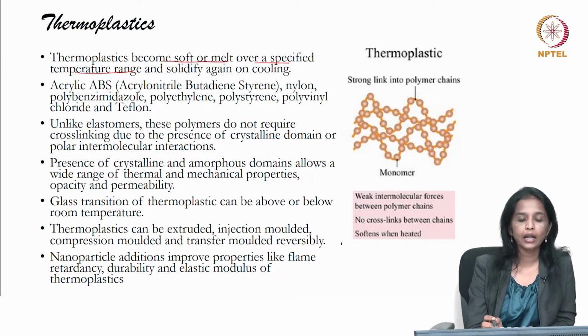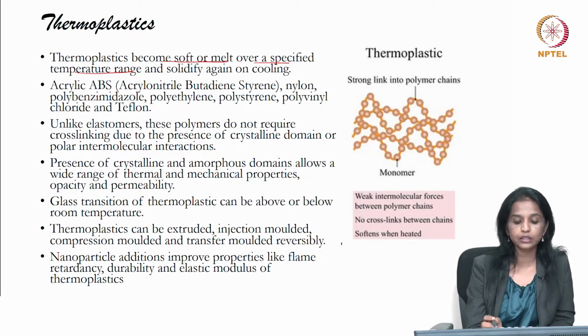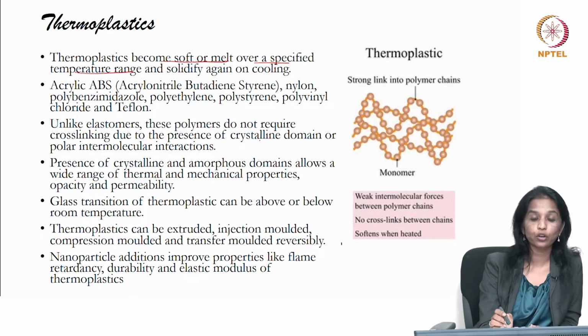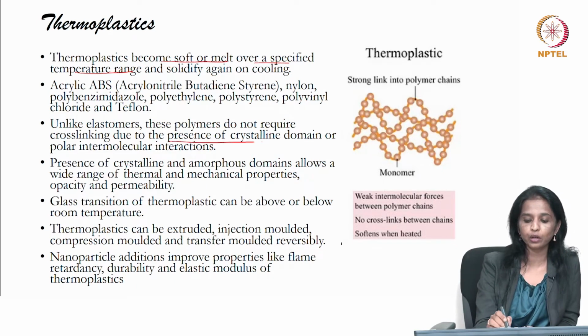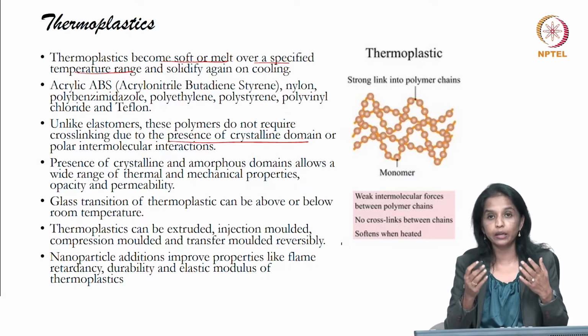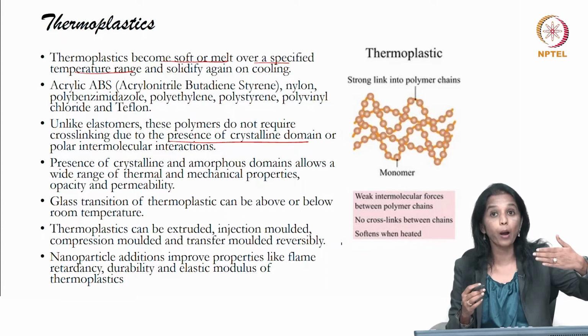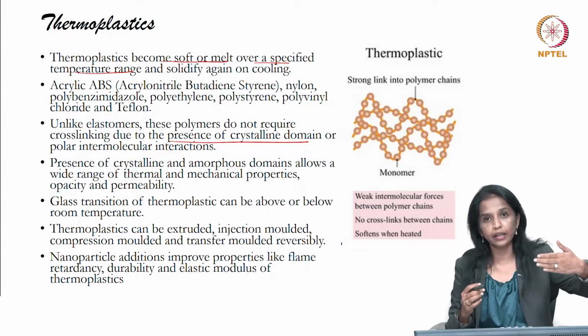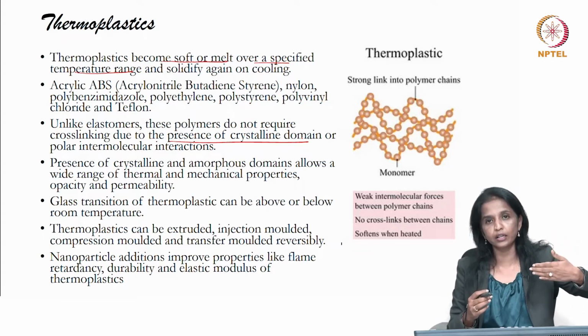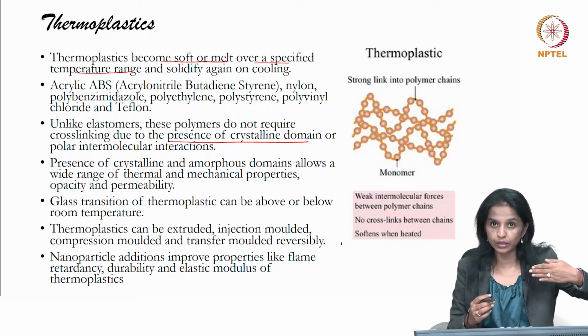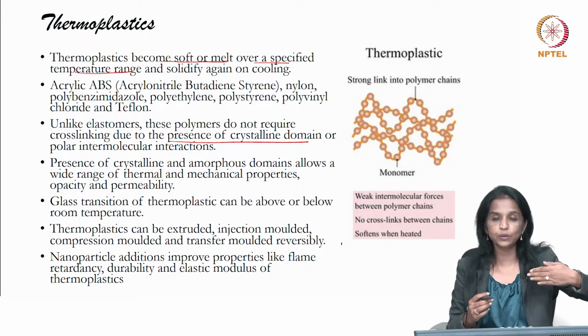Teflon. And again, unlike elastomers, these polymers, that is your thermoplastics, do not require cross-linking because they have a presence of crystalline domain. At this particular juncture, we should please recollect elastomers were amorphous in nature. And next comes the slightly harder thermoplastics. Thermoplastics do not require cross-linking because they have a crystalline domain, making them tougher.